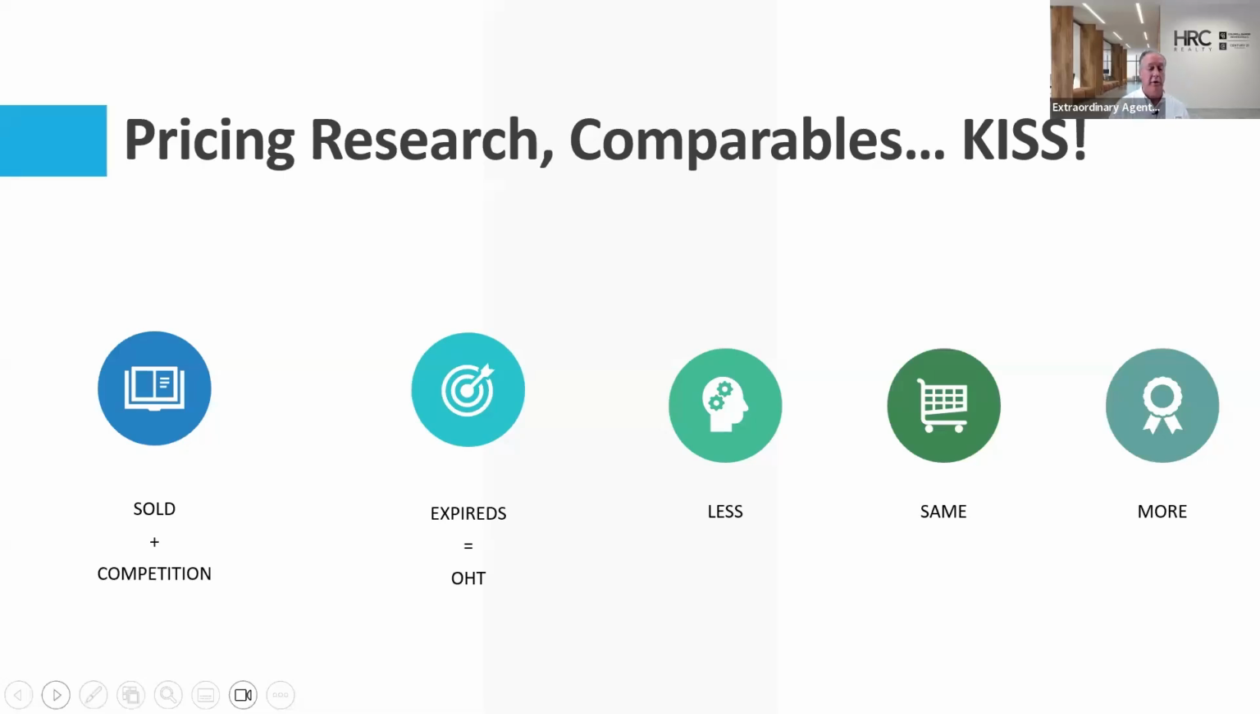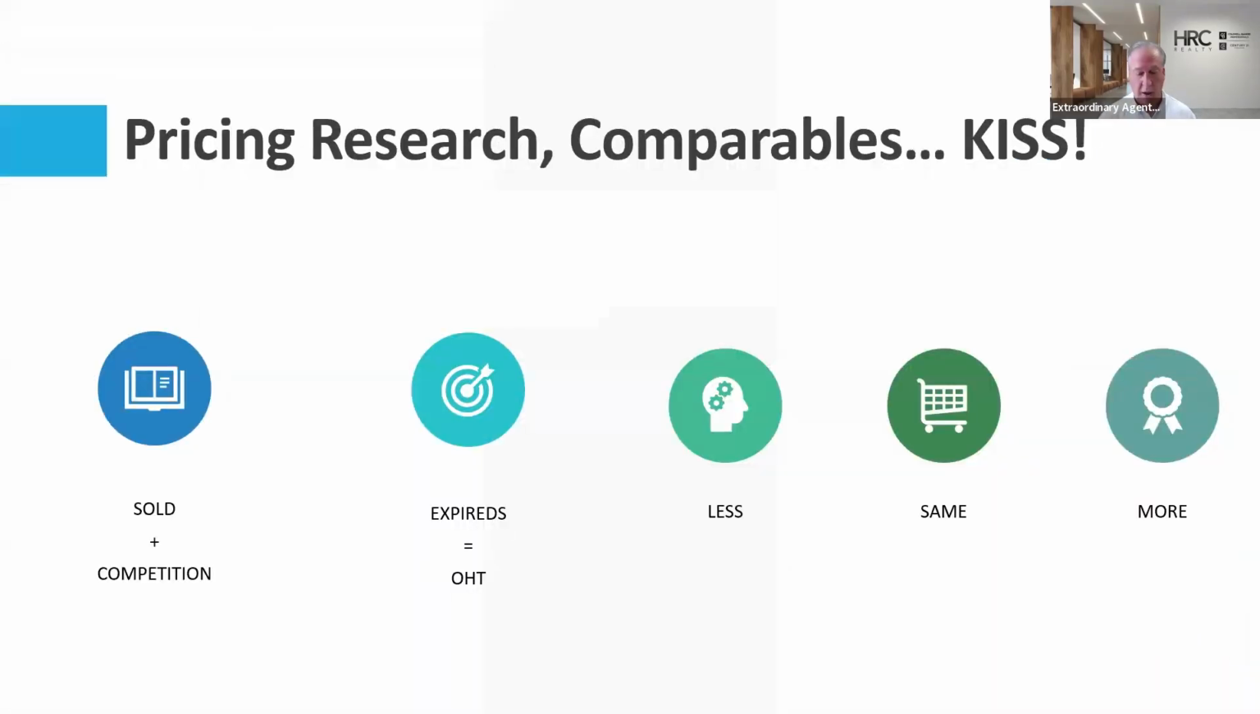we know that what we do is research. Research comes into pricing of property, selection of comparables, right? And what it says behind, for you guys, KISS. And everybody knows what the KISS principle is, right? What is it? Keep it simple.